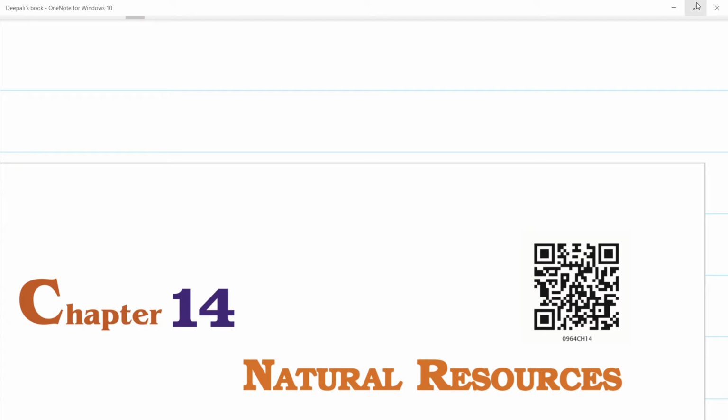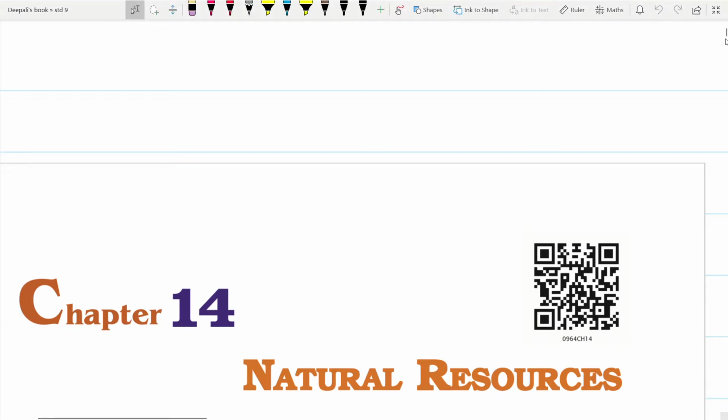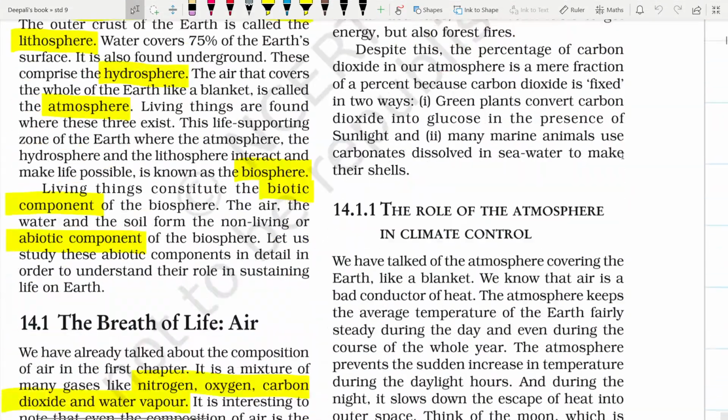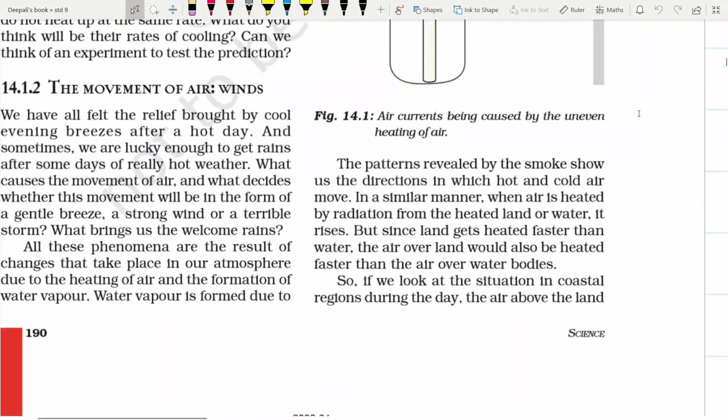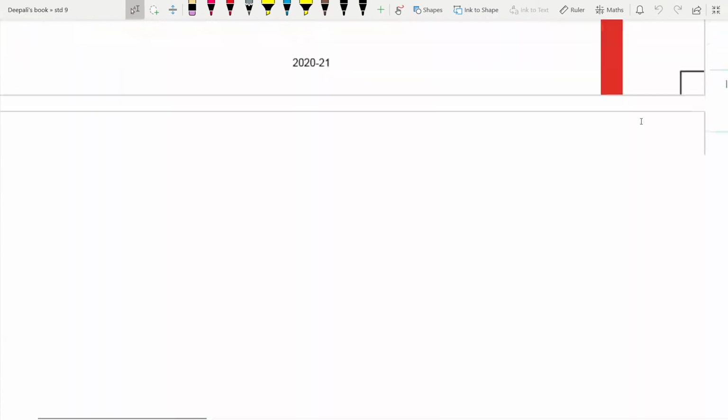Biology class, Fatima Convent High School, Chapter 14, Natural Resources. We are moving to the next biogeochemical cycle, that is the oxygen cycle.